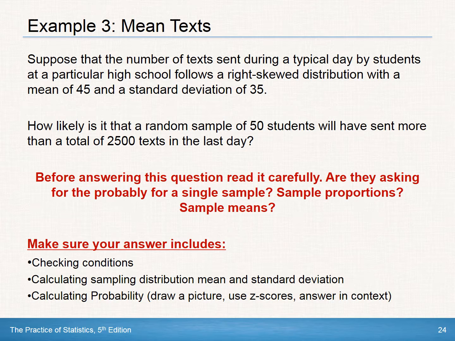Follows a right skewed distribution with a mean of 45 and standard deviation of 35. Okay, just make sure you read it carefully and understand what they're asking for. Go ahead and pause it, and when you're ready, go ahead and press play.